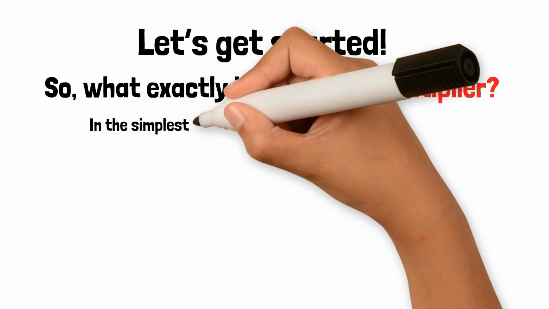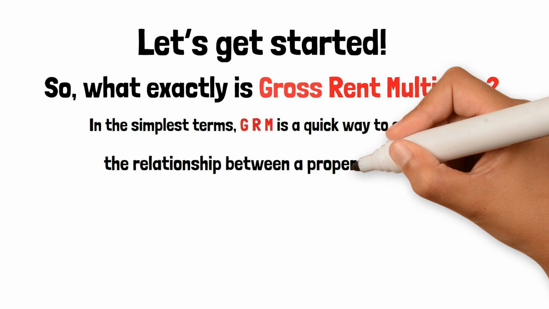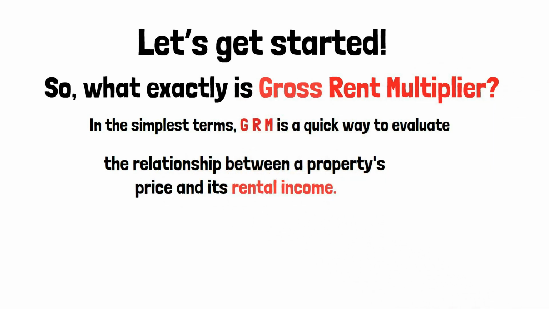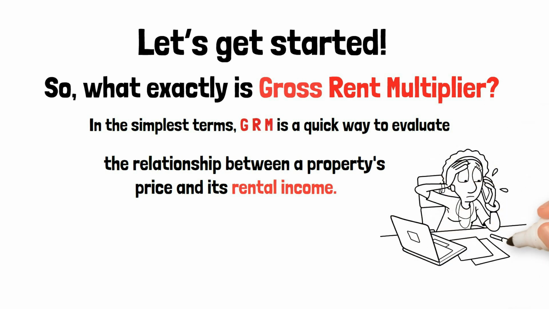In the simplest terms, GRM is a quick way to evaluate the relationship between a property's price and its rental income. It's a bit like the speedometer on your car. It gives you a quick snapshot of what's going on without diving into all the nitty-gritty details.